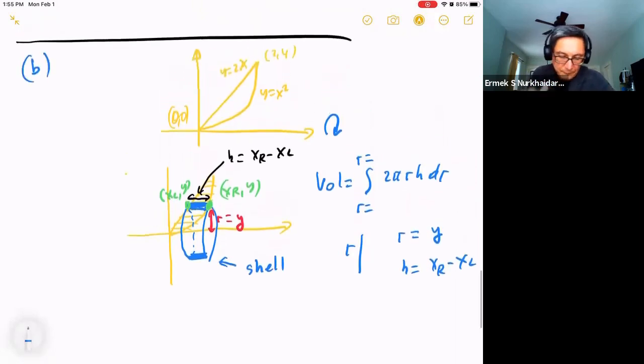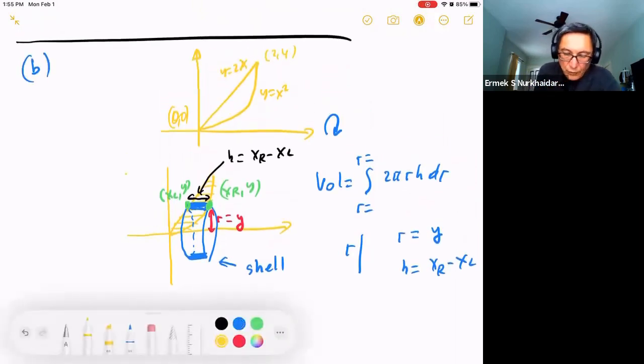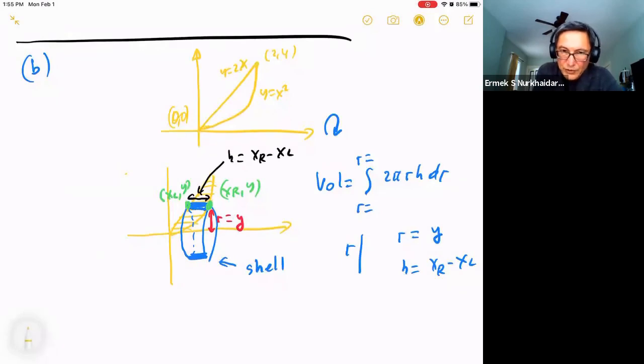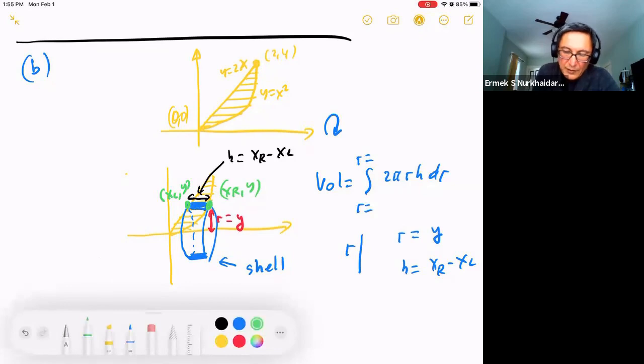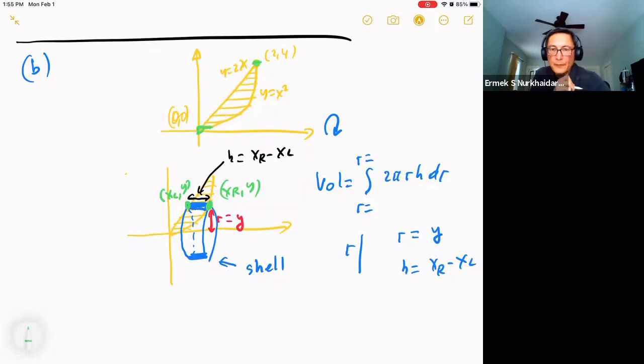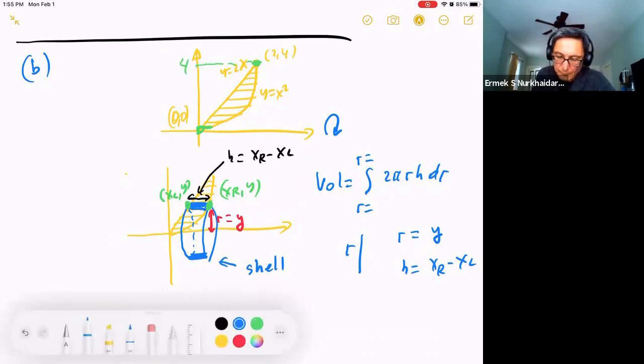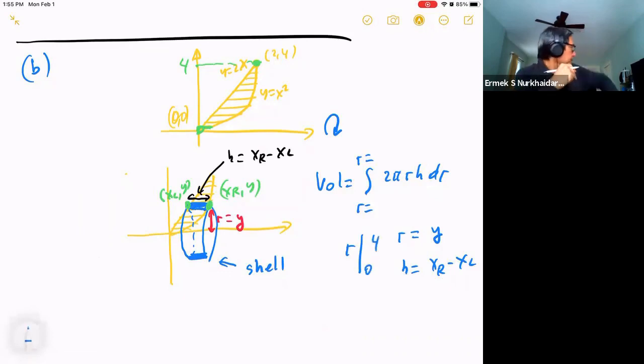Limits of integration. You recall, we start making our stripes at the very bottom, and they go up and stop at the top. So we start making stripes here, and that's where our last stripe goes. So the corresponding values of y will be 0 and 4. So r will be changing from 0 to 4.